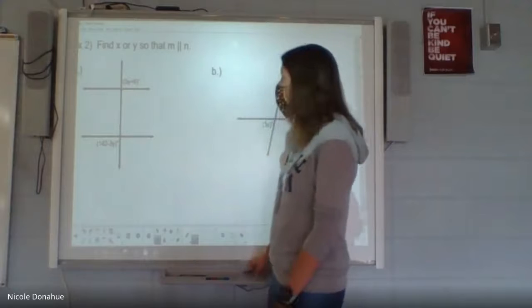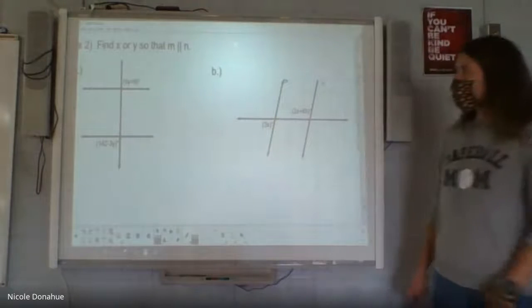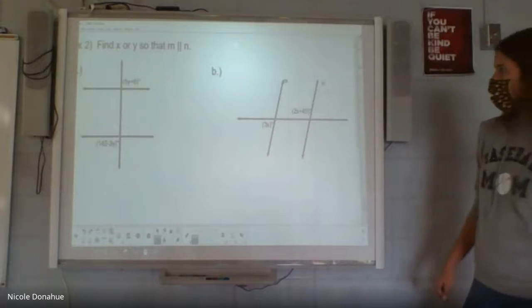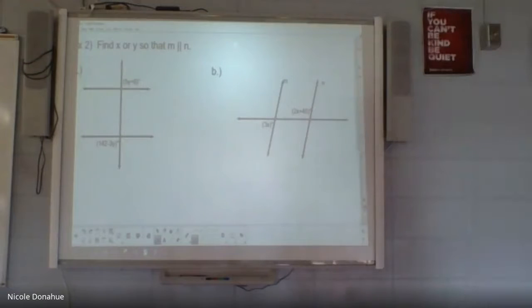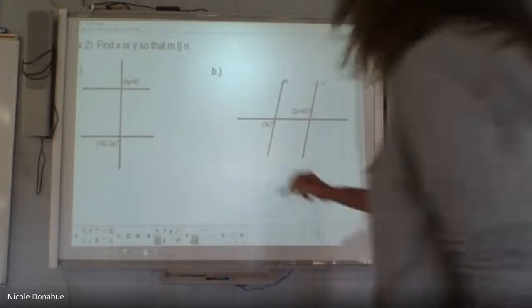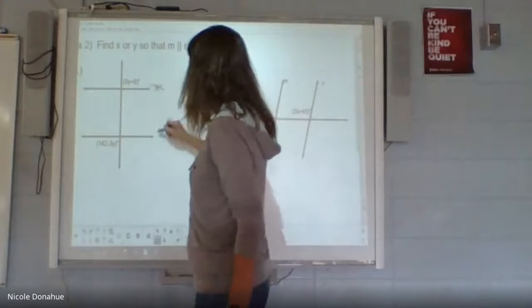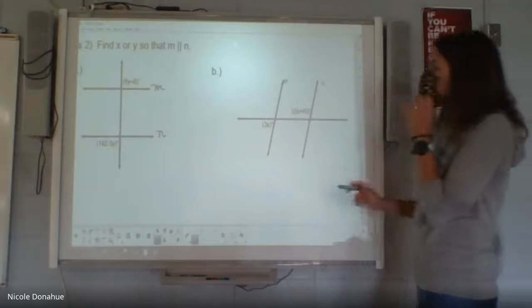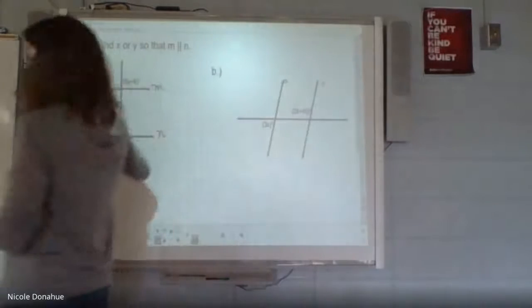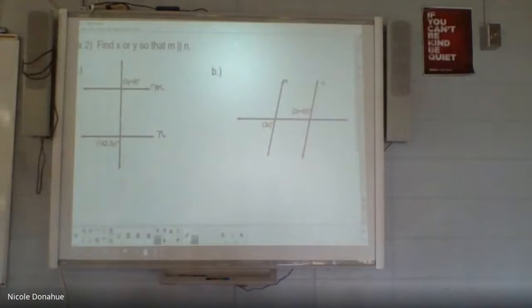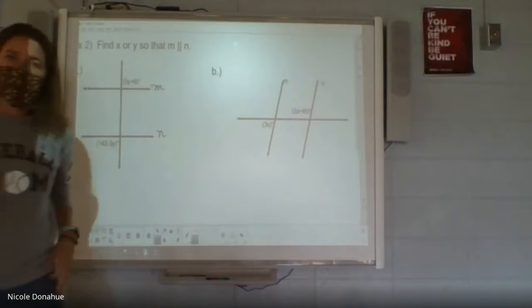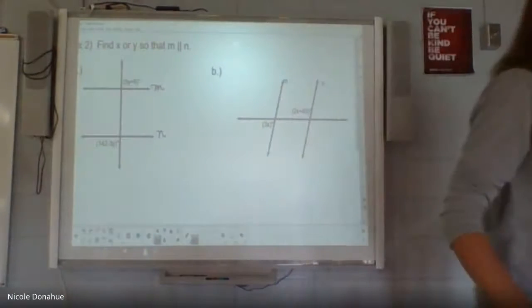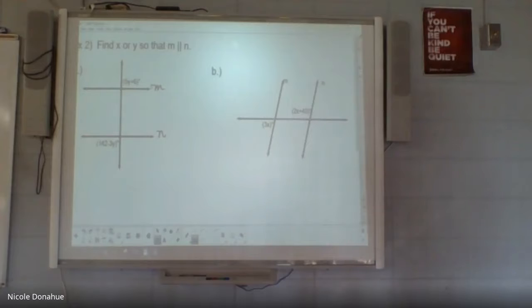It says find x or y so that m is parallel to n. Is m and n even labeled on that one? No. Okay, so this should be m and n. We want to figure out the y value in this first example that would make m and n parallel. So what would we need to be true about these 2 angles, or what would we need to do to figure that out?